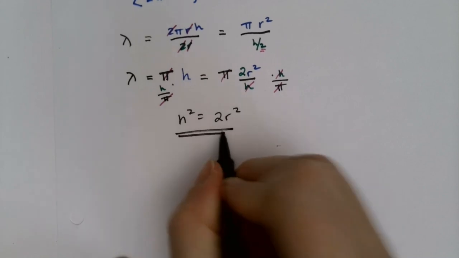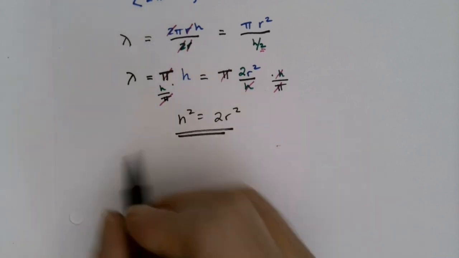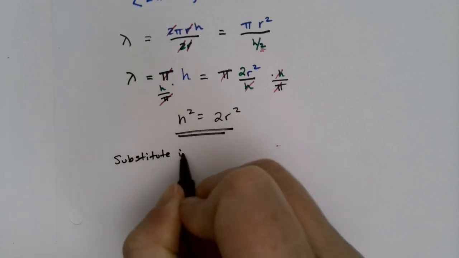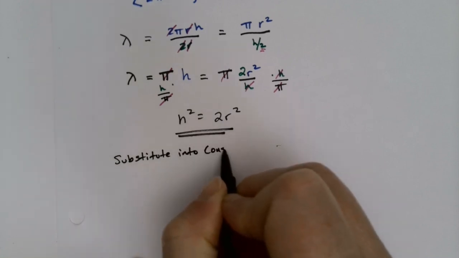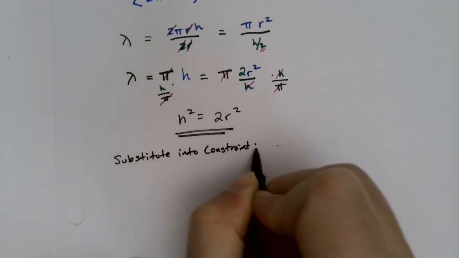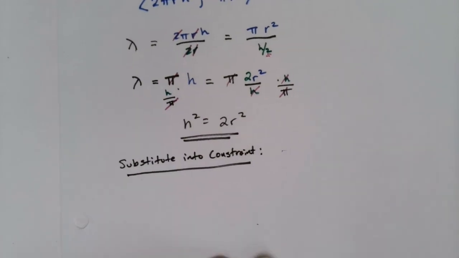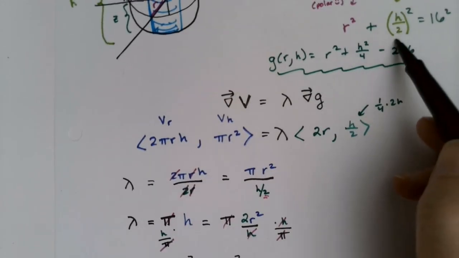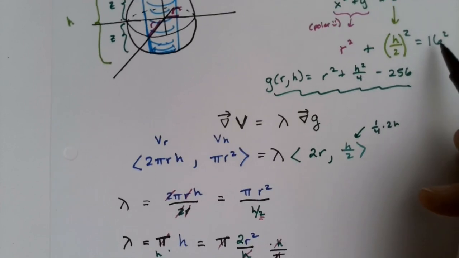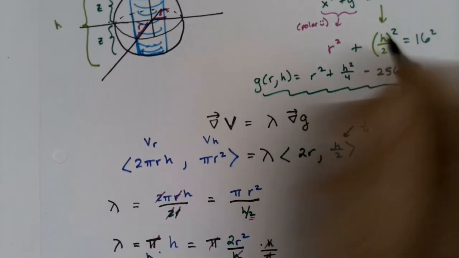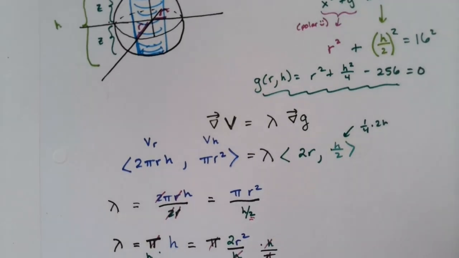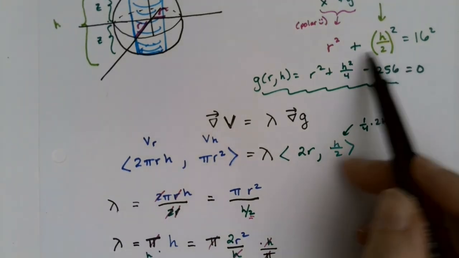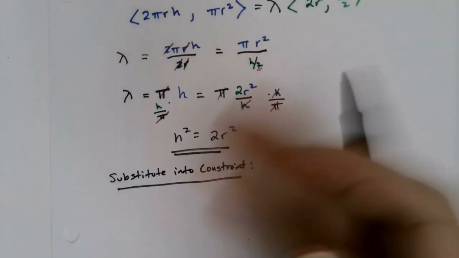Now, how has that helped me? Well, it helps me a lot because now I can substitute into the constraint. My constraint was that r squared plus (h over 2) squared is equal to 16 squared, right? Or I could do this and set it equal to 0. Either one, it doesn't make any difference. So I'm going to put it back up into this one, just for the sake of convenience.